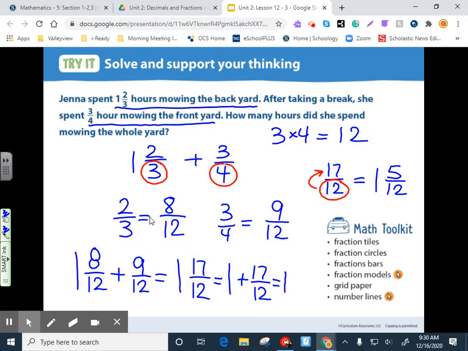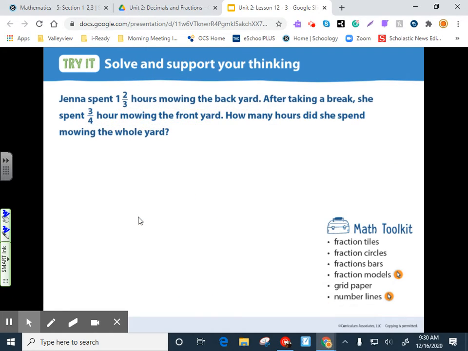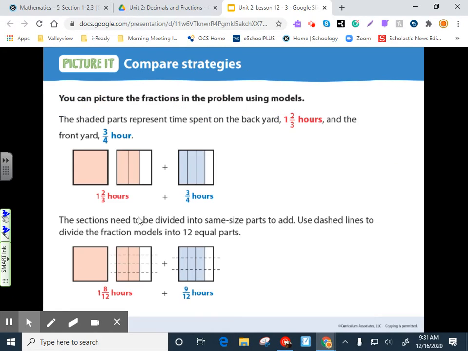So this equals 1 plus 1 and 5/12, which is 2 and 5/12 hours. And that's what we got for that one. So a lot of steps there. That's why, again, we'll just take these step by step. All right, so go ahead and turn the page.